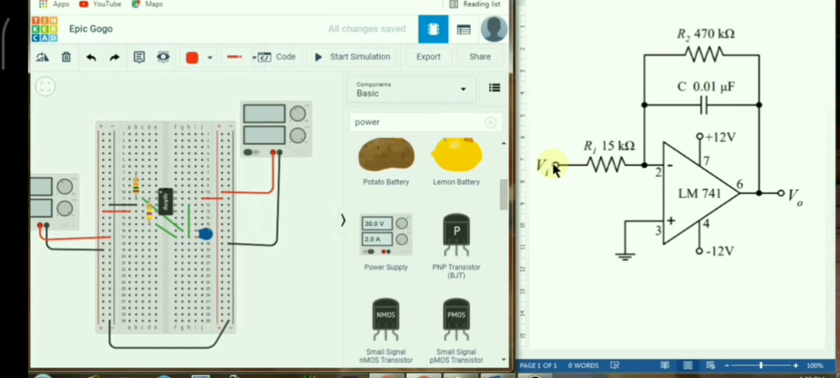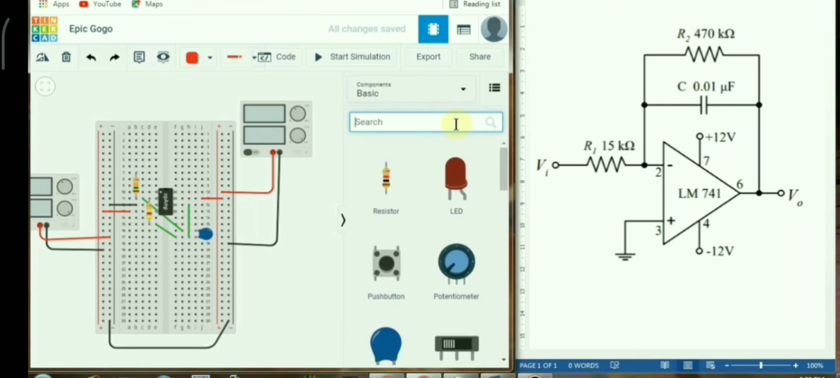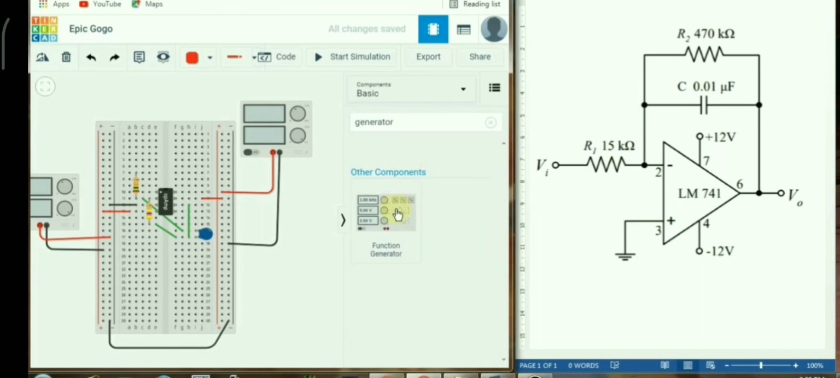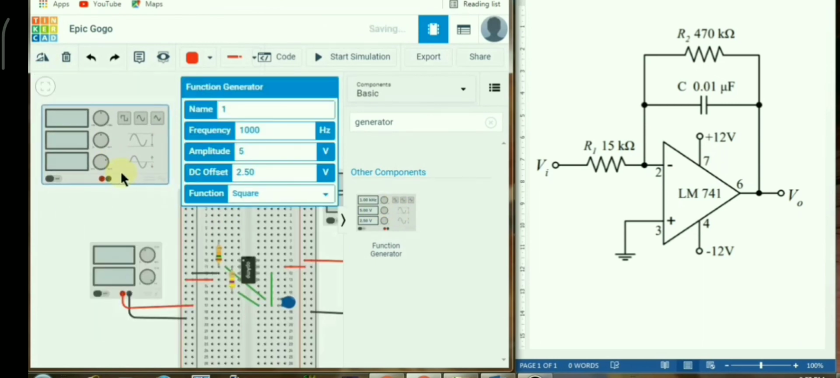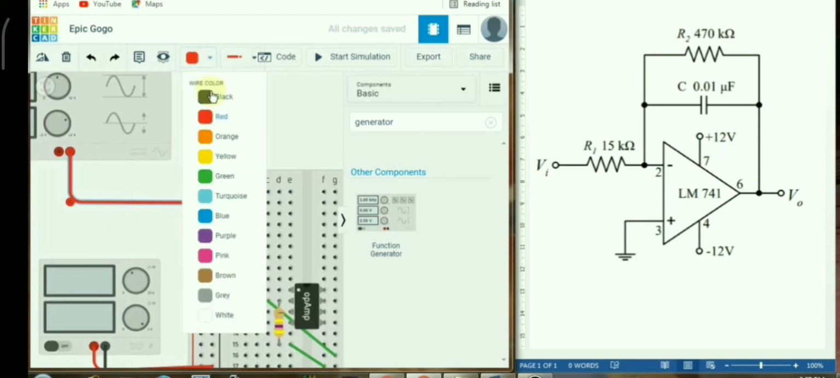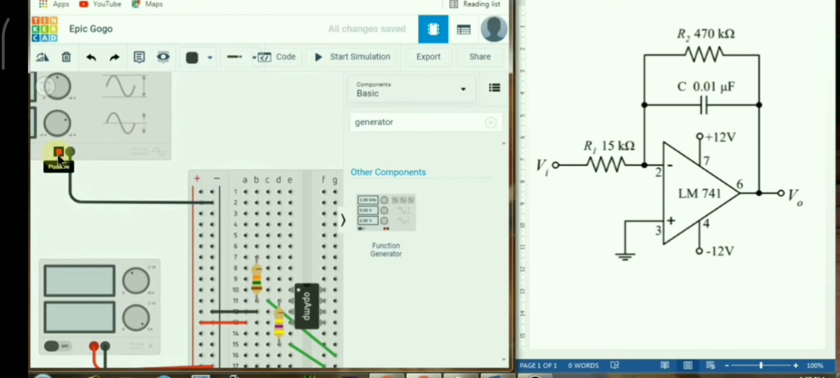Now only the input needs to be connected. So search for the generator, means the function generator. First we select here the 1 kilohertz frequency, amplitude is 5 volt and function is sine. Connect ground to the common ground terminal. Change color to black and the positive of the generator must be connected to the pin number 2 via resistor R1 15 kilo ohm.